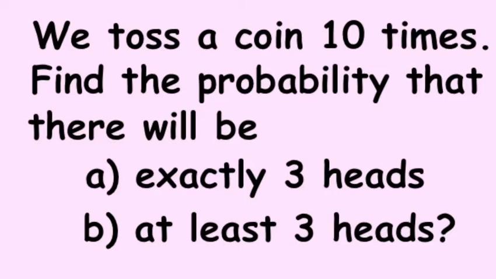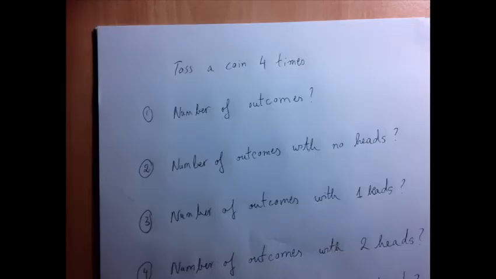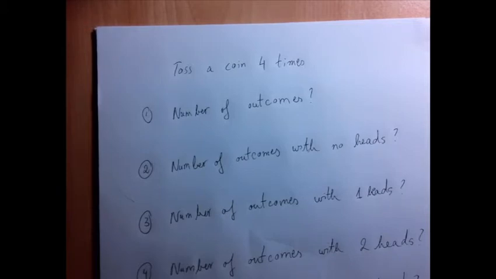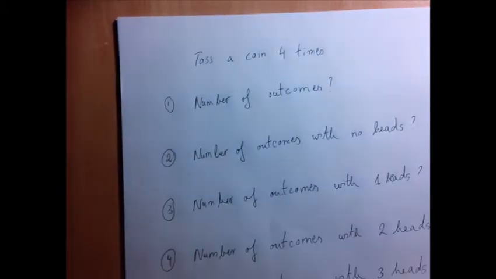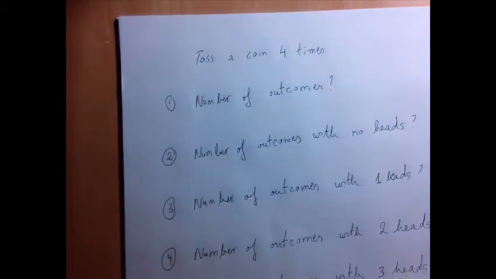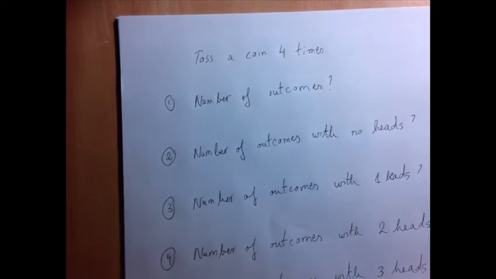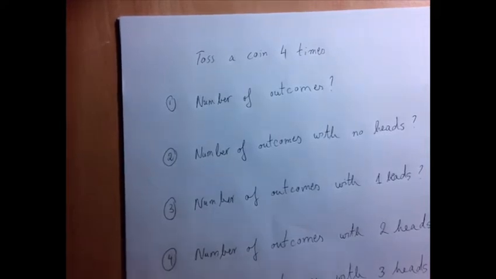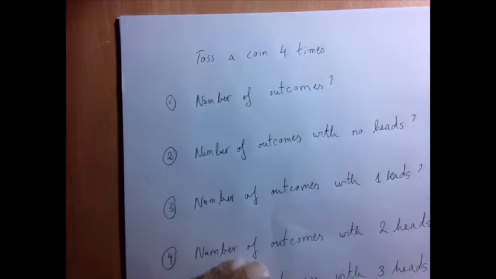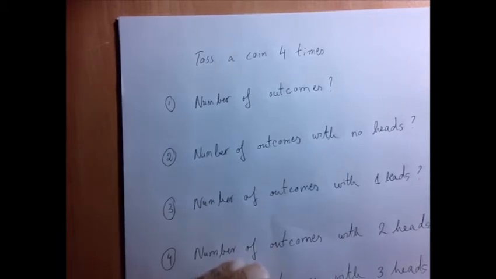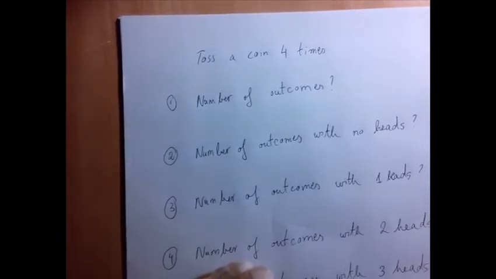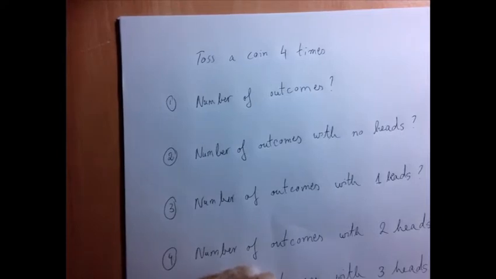Suppose we toss a coin 4 times. What is the total number of outcomes? Well, the first toss can come out heads or tails. That's 2 choices. The second coin can come out heads or tails. That's another 2. The third coin can come out heads or tails. And finally, the fourth toss can come out heads or tails. So that's 2 times 2 times 2 times 2, which is 16.